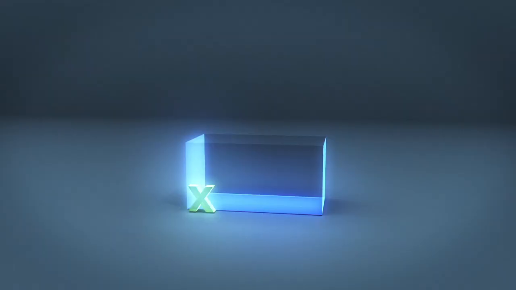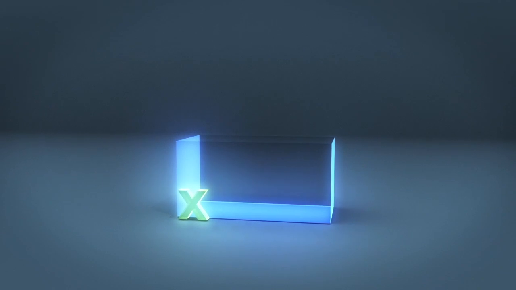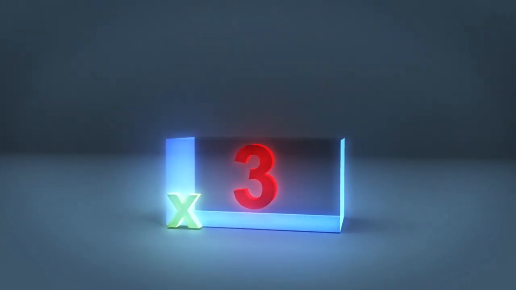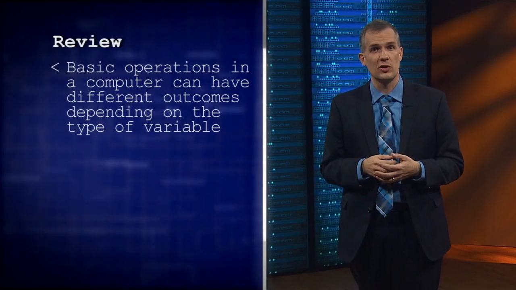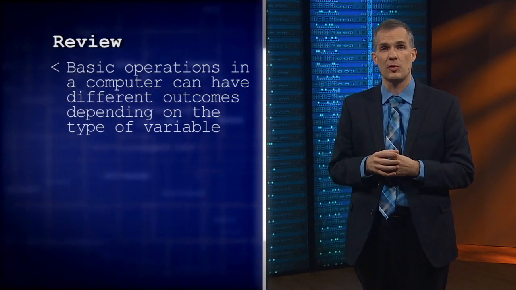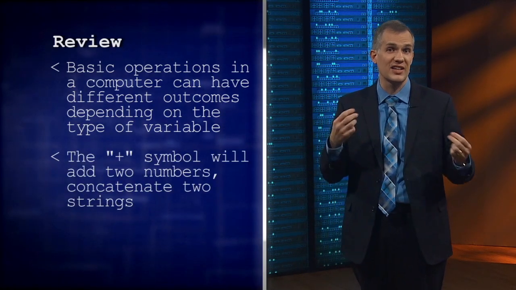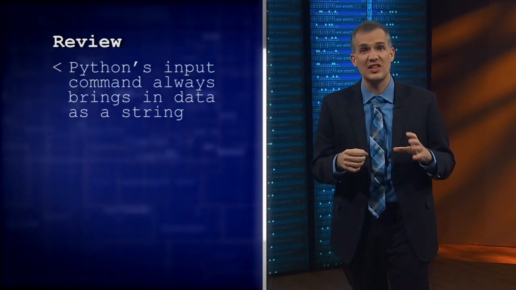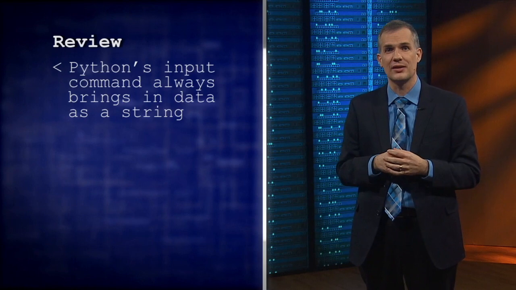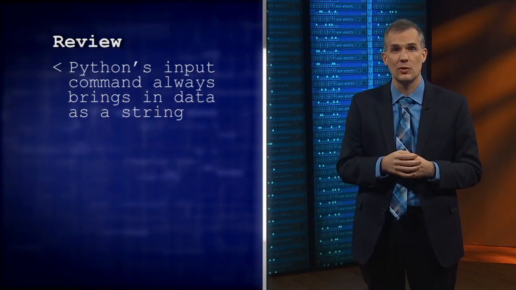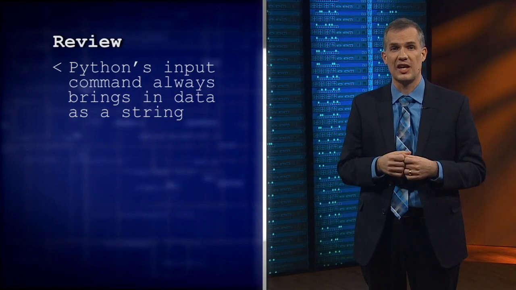For programmers, a variable is a box in short-term memory, a place with a label where we can put a value. When we assign a value to a variable, it does not mean that the variable and value are equal, only that we've temporarily put a value into that labeled box. Basic operations in a computer can have different outcomes depending on the type of variable. An expression written with the plus symbol will add two numbers, but it'll concatenate two strings. Python's input command always brings in data as a string, even if it's numerical data. So, we often need to convert data to a different type.